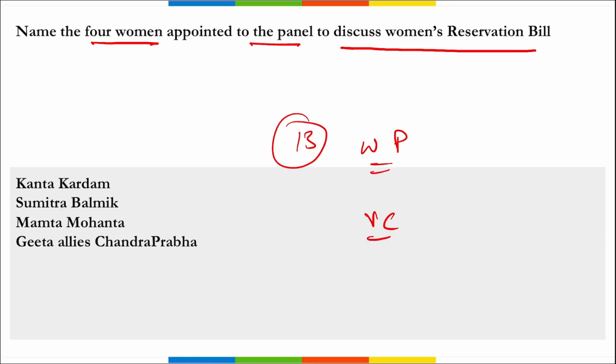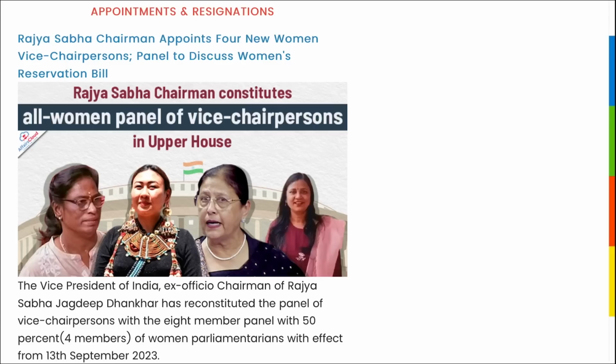Recently Vice President Jagdeep Dhankar constituted 13 women parliamentarians to the panel of vice chairpersons, and the panel was reconstituted for a day to discuss the reservation bill, that is your Nari Shakti Vandan Abhiniyam, right? Remember, this is your Women's Reservation Bill we are talking about here, correct? And 4 new members were appointed for the first time. Who all are they? Kanta Kardam, Sumitra Balmek, Mamta Mohanta and Geeta alias Chandraprabha. These are the 4 women that have been recently appointed to the panel. Correct? Next, here you can see them in the picture.